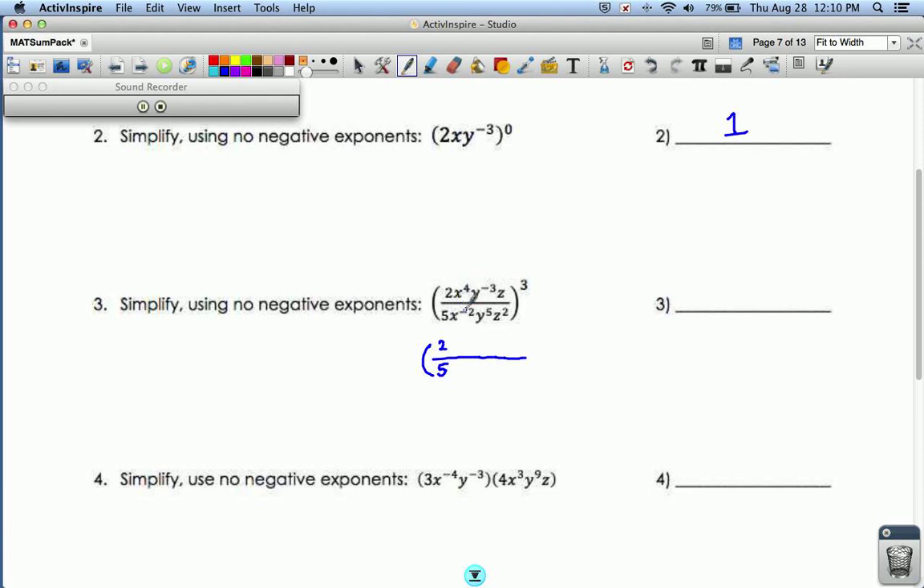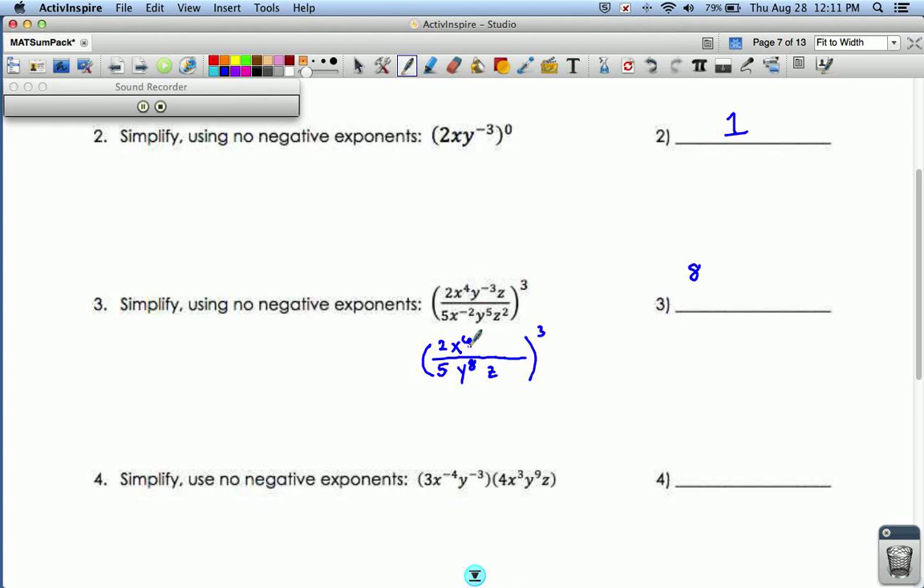My x's can combine. This -2 will jump to the top and combine with these 4 to make x to the 6th. These 3 y's, -3, right, jump to the bottom to make that y to the 8th. And the z's, there's 1 on top and 2 on the bottom, so they can reduce to just 1 on the bottom. And now we cube that, so 2 cubed is 8.